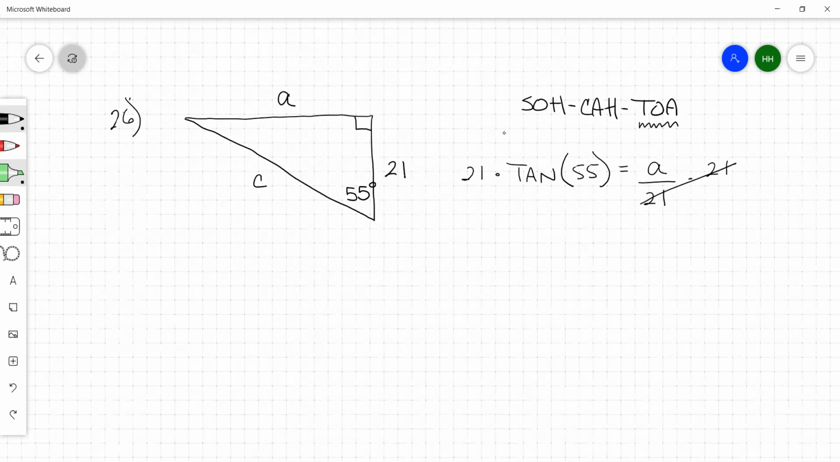So in your calculator, you can take 21 and multiply it by tan 55. And that equals 29.99. And I'm going to go to second fix 2. So 29.99 equals A. To simplify this, we're just going to use 30. So 30 is equal to A. And now you have a right triangle where you know two of the sides.